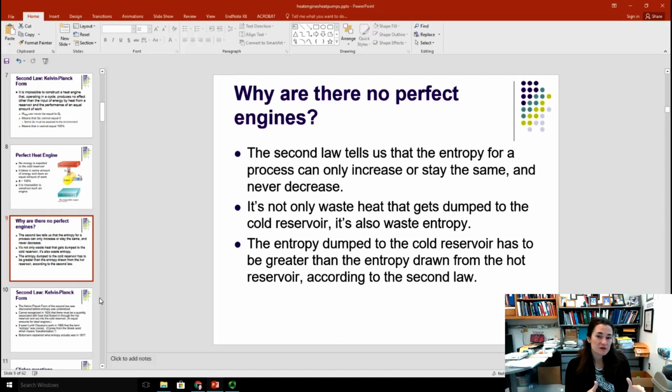So the entropy dumped to the cold reservoir has to be greater than the entropy drawn from the hot reservoir according to the second law of thermodynamics. Otherwise, delta S for the universe won't be greater than or equal to 0.